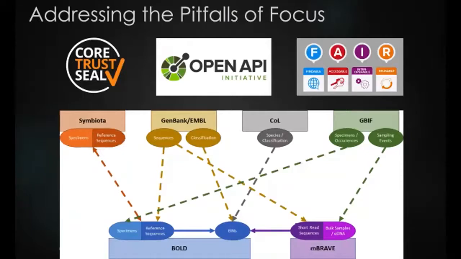So with, for example, with Symbiota, a collections database that's heavily used in North America, to be able to exchange data there. We already work very closely with GenBank and EMBL, and start to build out our linkages with Catalog of Life and GBIF, so that we can add value at those points in the data value chain.